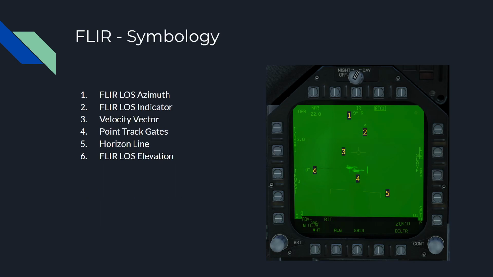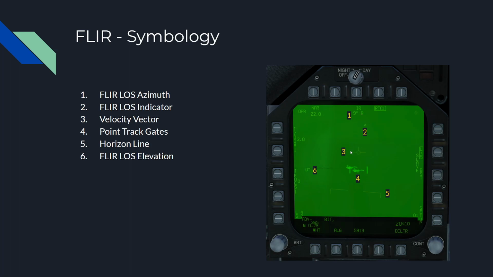So, symbology. You're going to get your FLIR line of sight azimuth information right here, right under the mode that it's in. So right now it's pointing 9 degrees to the right. You're also going to get this little caret, which you should be familiar with in air-to-ground functions. This is pointing towards the front of the aircraft, slightly to the right, which is repeated here.